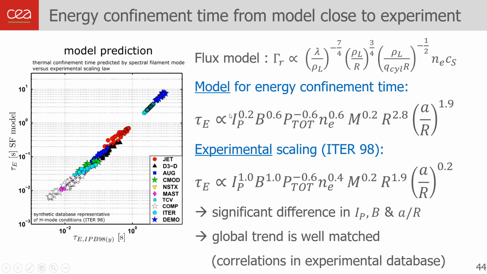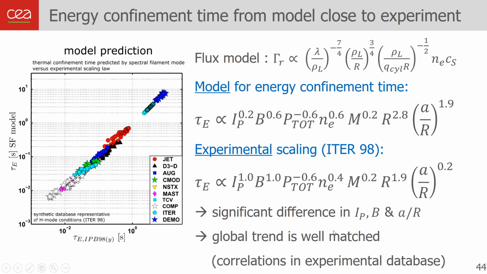Well, still, the significant difference between the experimental scaling and the model is on the Ip and B scaling. Also, aspect ratio, and this is probably pointing out that there is a safety factor missing somewhere in the model, maybe on the parallel dissipation rate or something. And I think this is also not new, but yes, gyro-Bohm scaling is not really able to catch exactly all this sensitivity.